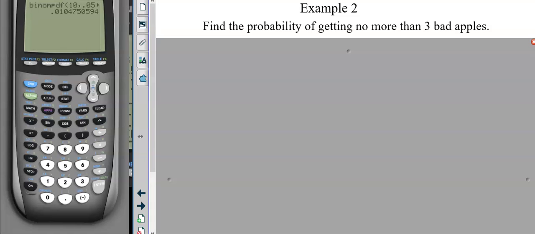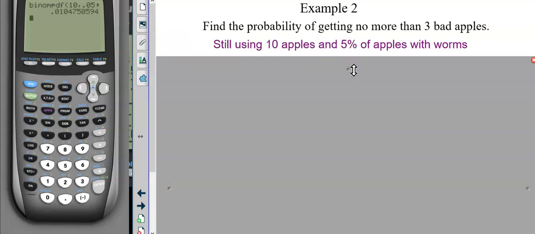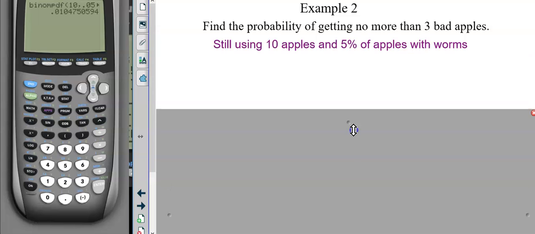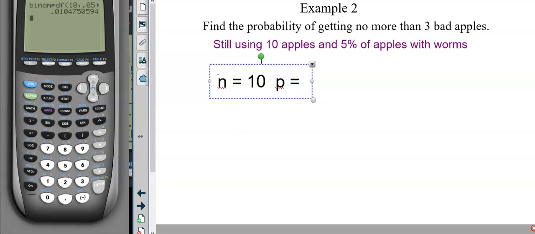And so here, we're going to find the probability of getting no more than 3 bad apples. But we're still talking about example 1, where we said that there was 10 apples and there was a 5% chance of the apple having worms. So we're still using that from example 1. And all we're doing now is finding out the no more than 3 bad apples. So here, we already know it's a binomial distribution. So we know N equals 10. We know P equals 0.05.